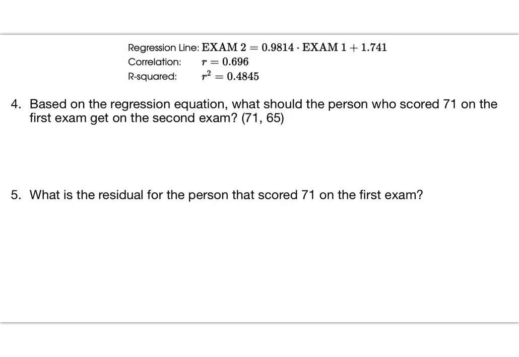So then, as we move on, these are the other questions off that first slide, or actually the second slide. Based on the regression equation, what should the person who scored 71 on the first exam get on exam 2? So this is what they actually got. They actually got a 65. What should they have received? Take a moment. Figure that out for yourself. It's pretty simple, quick calculator activity. What is the value that they should have gotten?